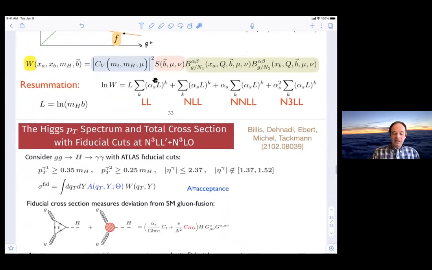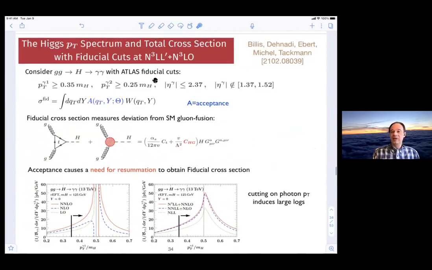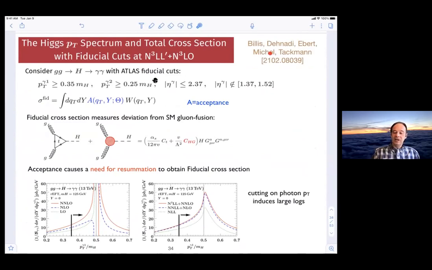But let me today talk about some more recent result done by one of my postdocs, Johannes Michel, as well as some DAISY collaborators, and one of my former postdocs, Marcus Ebert. And that is doing Higgs PT spectrum and total cross section with fiducial cuts.